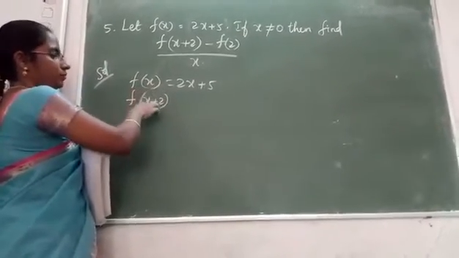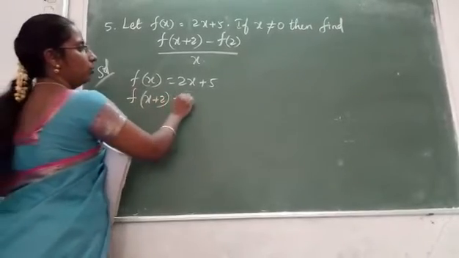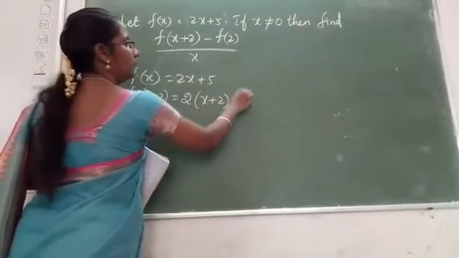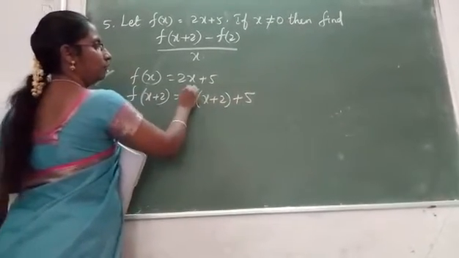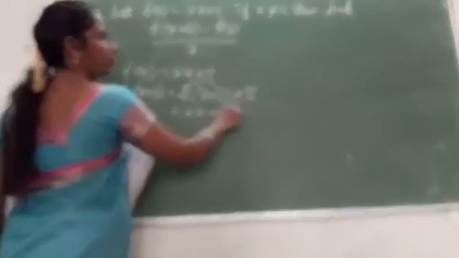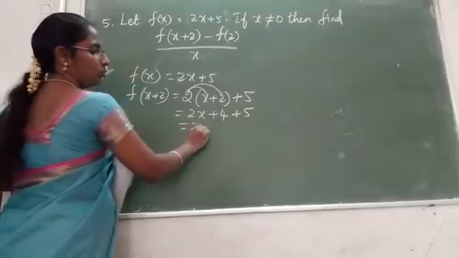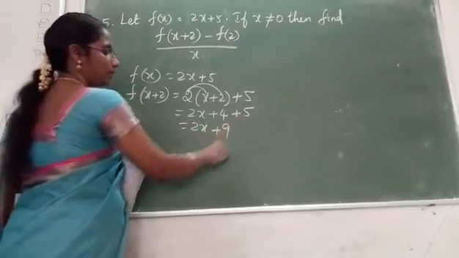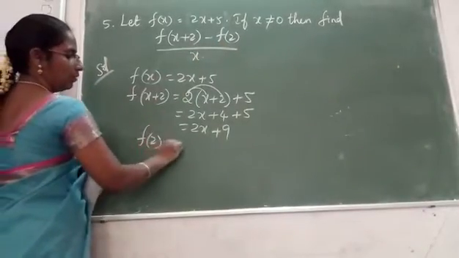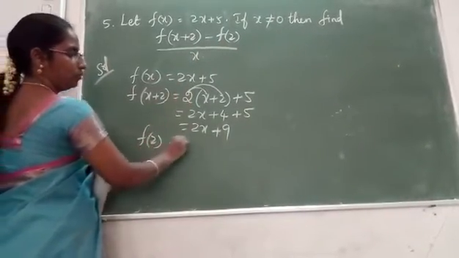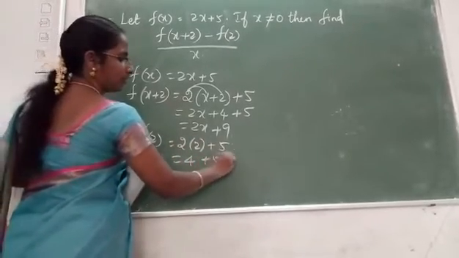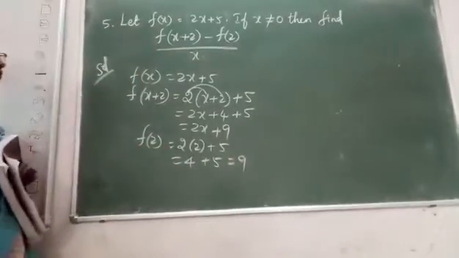So x value we have to replace with x plus 2. 2 into (x plus 2), plus 5. Now multiply with both the values. 2 into x, 2x. 2 2s are 4, plus 5. 2x plus 4 plus 5 is 9. Next take f(2). Now in x's place we can take 2. 2 into 2 plus 5. 2 2s are 4 plus 5. 4 plus 5 is 9.